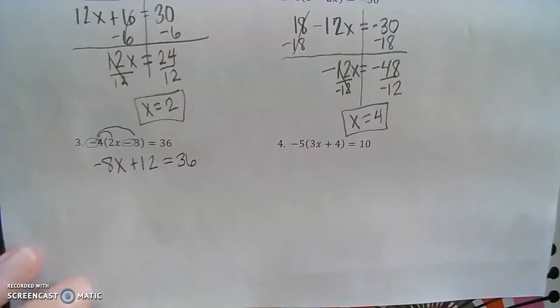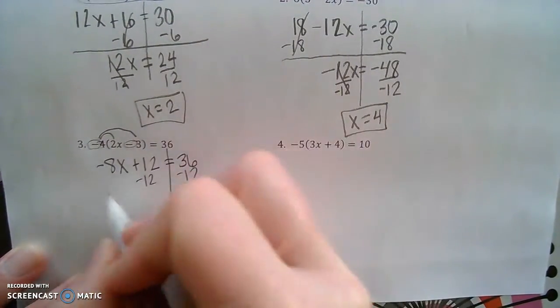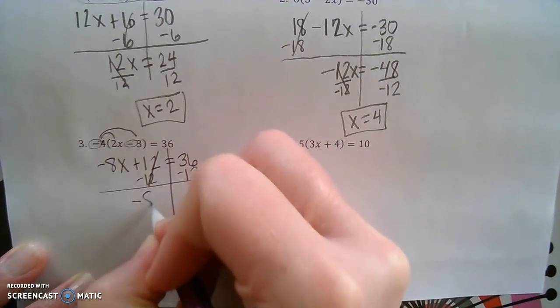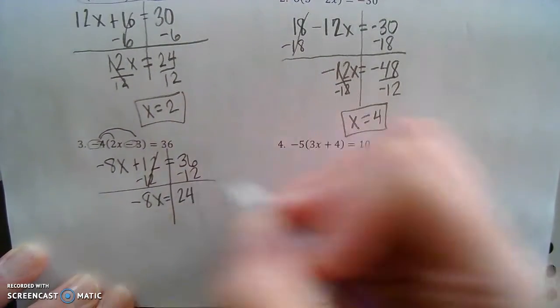Again, once you get past that first step, we've done a bunch of these already, so hopefully they're kind of second nature to you. To get rid of plus 12, I subtract 12. Those go away. Negative 8x equals 36 minus 12 is 24.